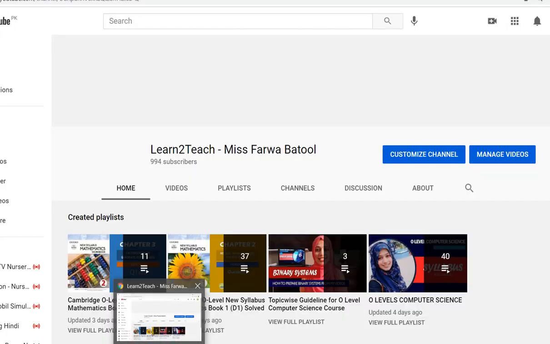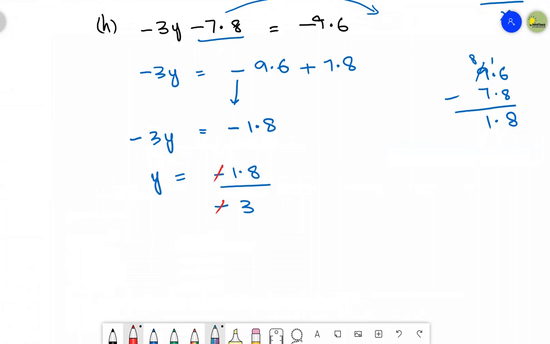Just divide 1.8 by 3. Now, 1 is a smaller value. You need to have a decimal point. Put the decimal point.